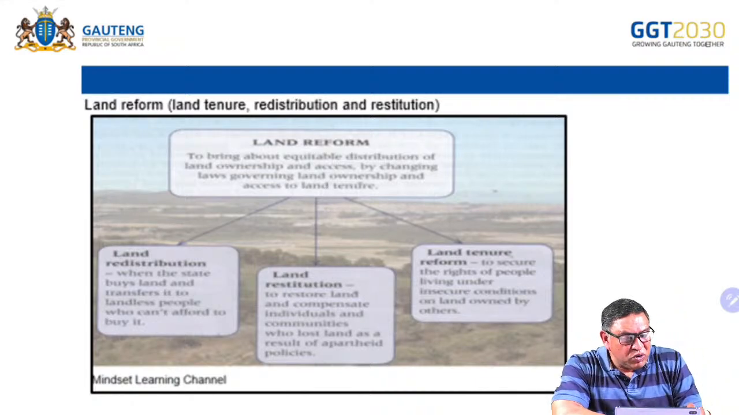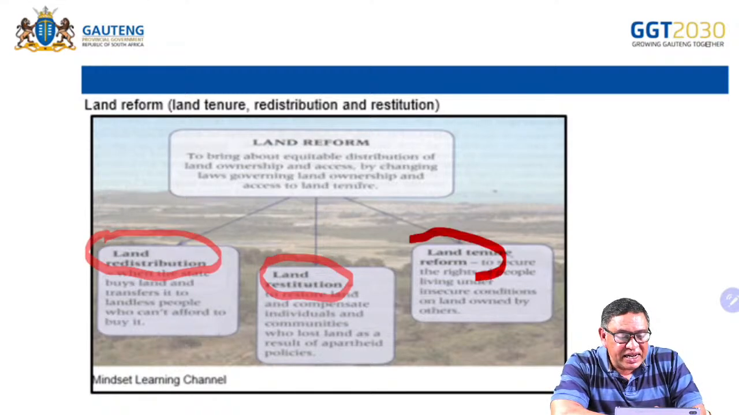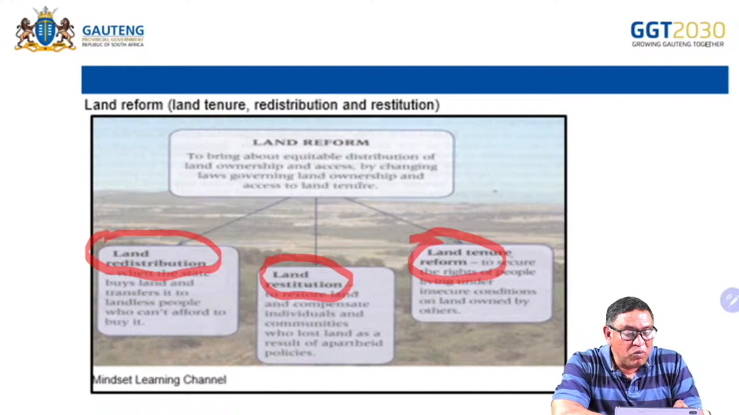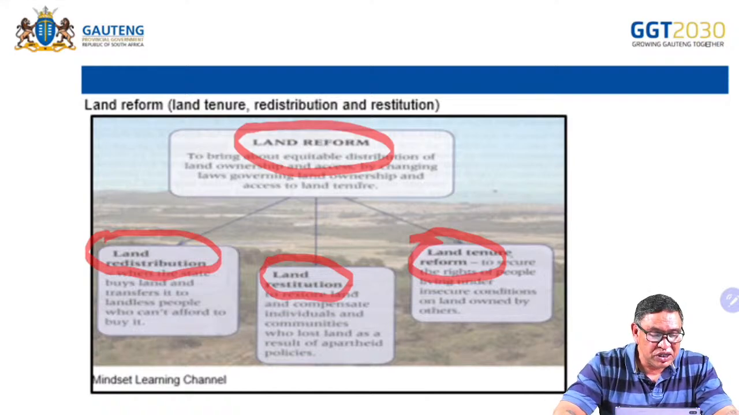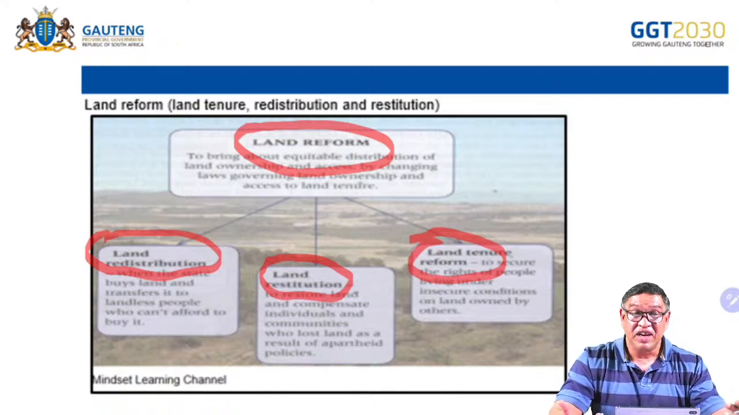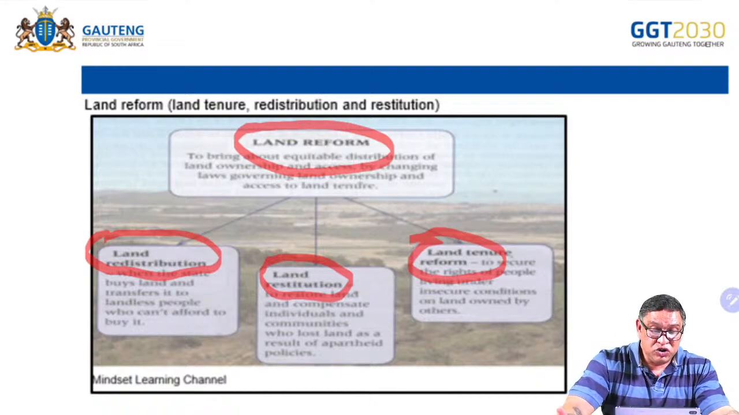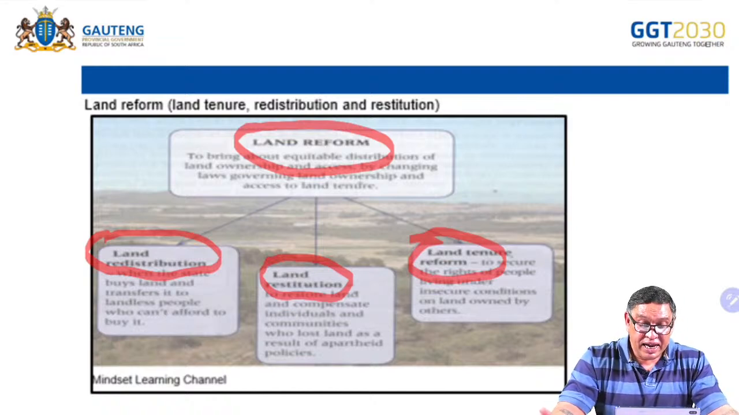The next thing you would look at is land redistribution, land restitution, and land tenure reform, which relates to land reform. Redistribution is when the state buys the land and transfers it to the people. Restitution is to restore land to the people, and land tenure is to secure rights for the people.